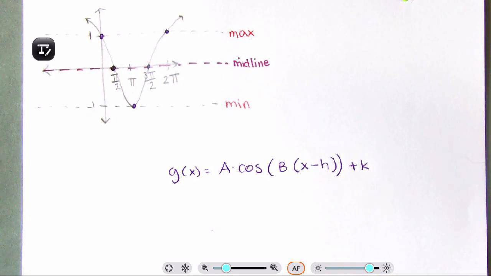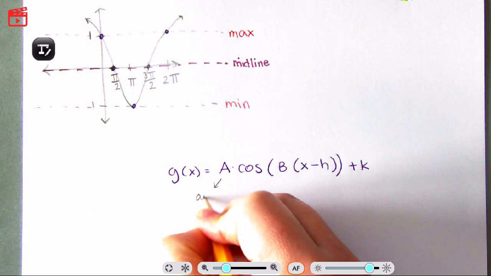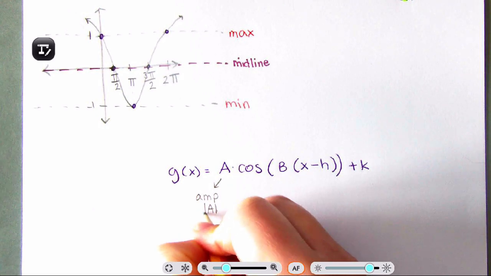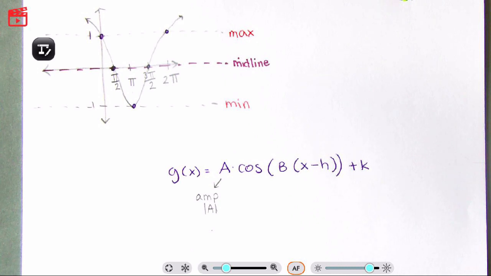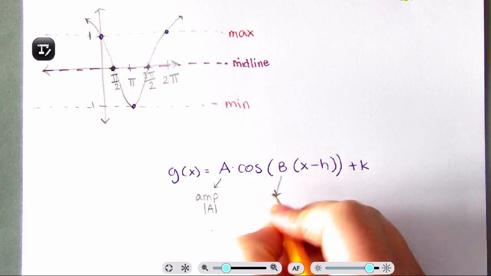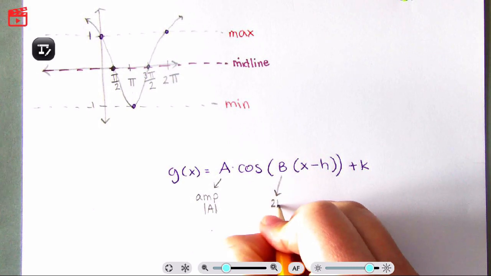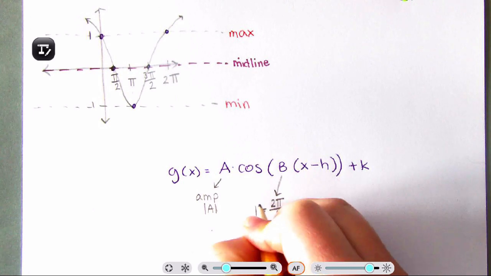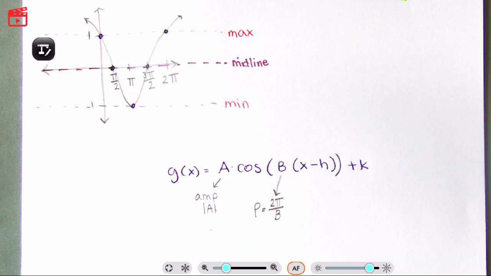Again, a is your amplitude. You want to take the absolute value of a. If a happens to be negative, that negative just represents that you have a reflection across the x-axis. Don't take the negative into account for your amplitude. Just take the numerics. Okay. The b is what you use for your period. So 2 pi divided by b is your period.